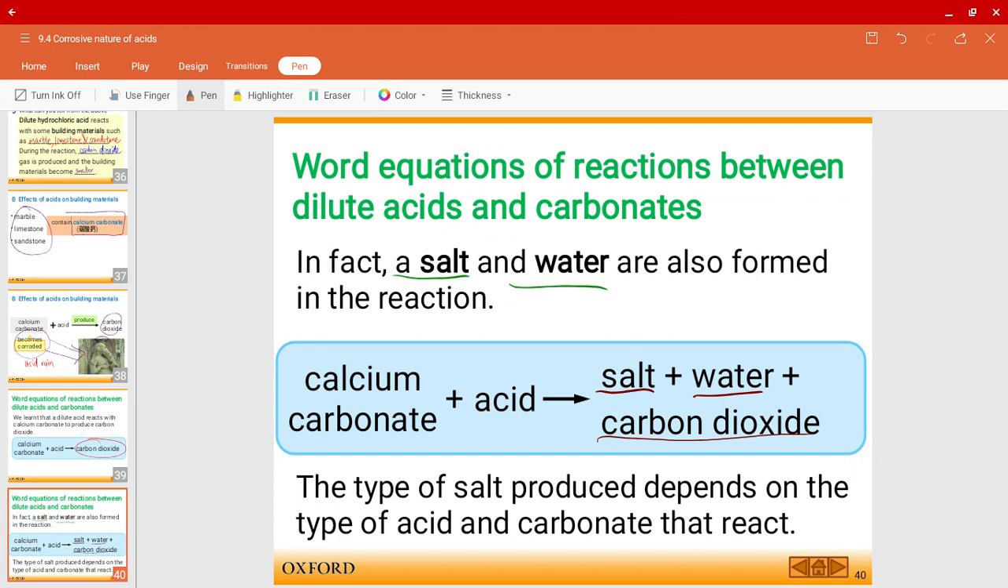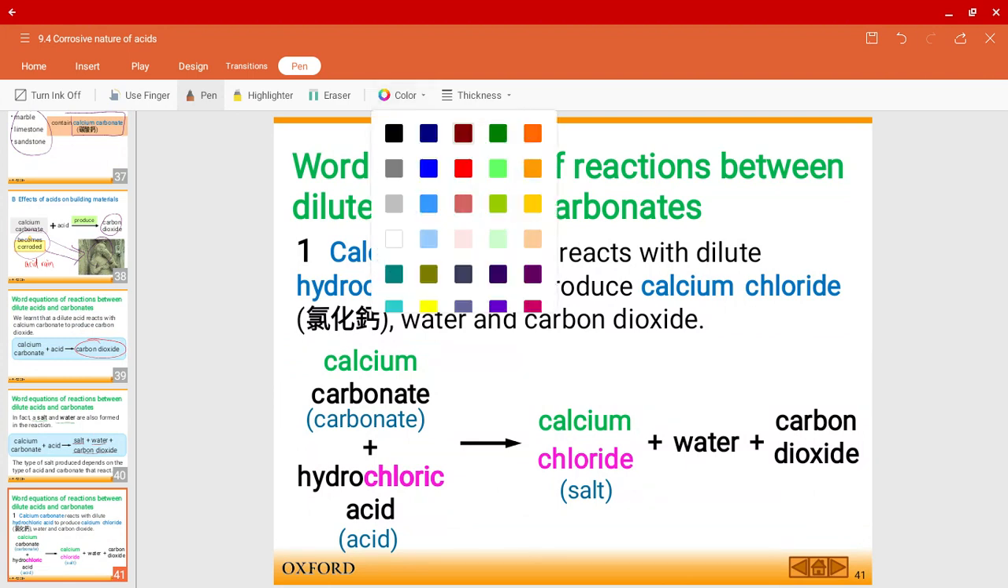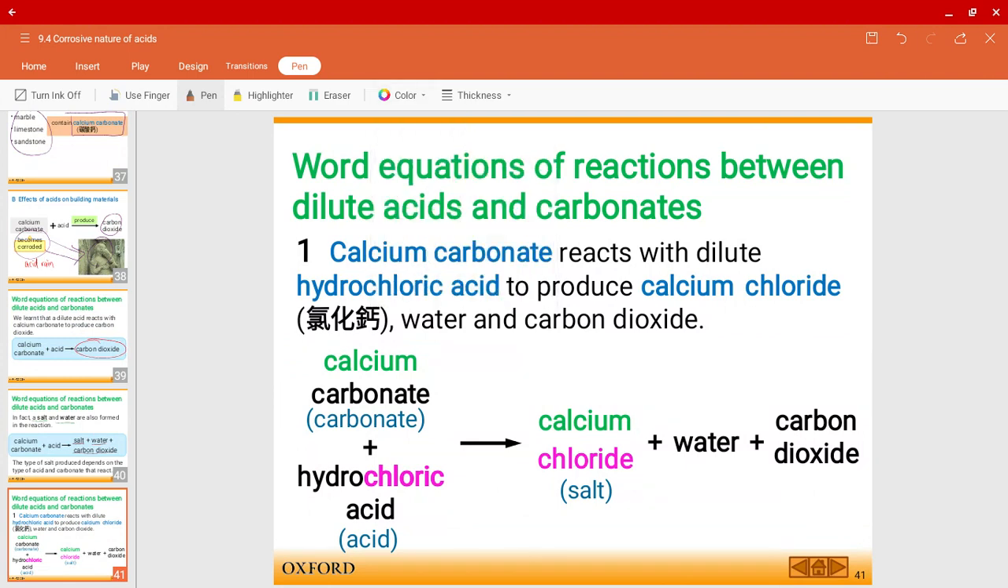So let's see some examples. First off, on the left, I have calcium carbonate. I add it into hydrochloric acid. The salt I get is calcium chloride, plus water and carbon dioxide. Do you guys recall how I could name the salts? Same technique we've learned in neutralization, same technique we've learned in the previous video when we added metal to an acid. The first name of the salt would come from the first name of the carbonate.